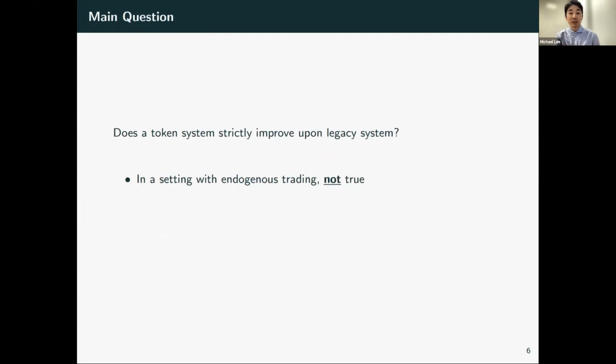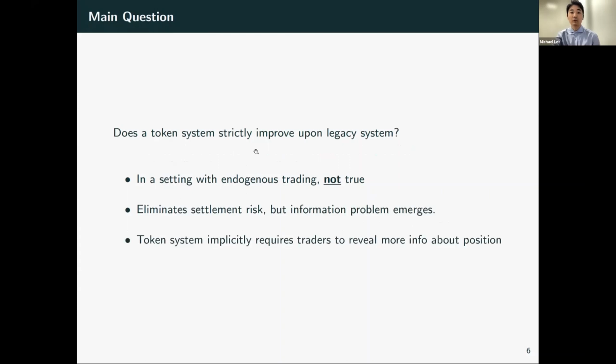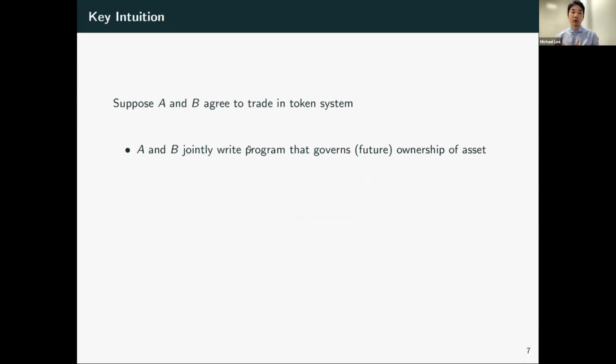Now, this is striking because we think if settlement fails are costly, then it should be quite obvious that it should improve. In fact, it's because even though a token system can eliminate settlement risk, a new information problem emerges. This is because the token system implicitly requires traders to reveal a little bit more information about their position. Now, the intuition is actually really simple but powerful.